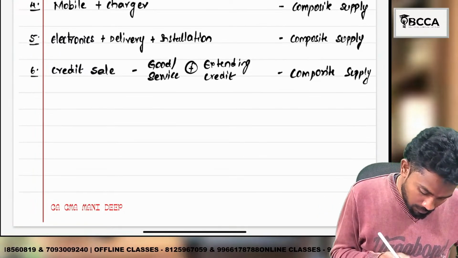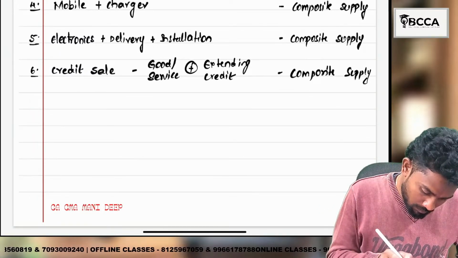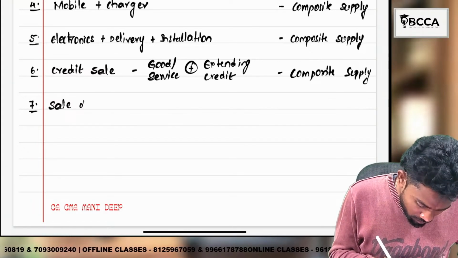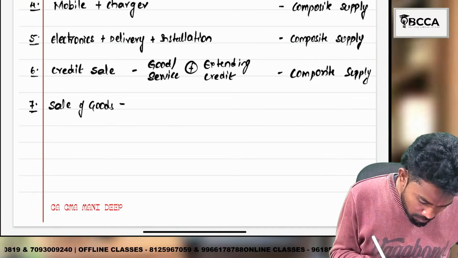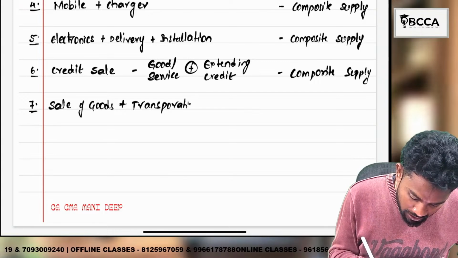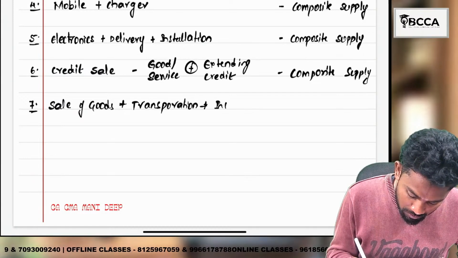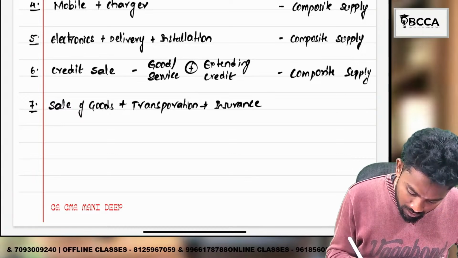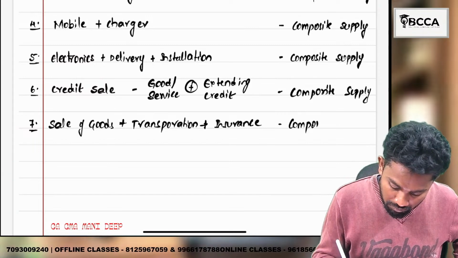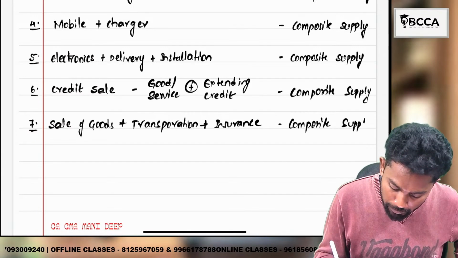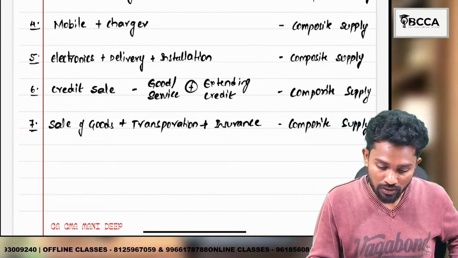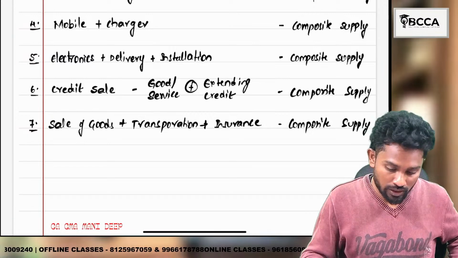Then sale of good plus transportation. For sale of good there is transportation, insurance, all this. Then that is also composite supply, because usually when you buy goods you expect delivery of them. So you expect the supplier may arrange the transportation. So that's why it is also what? Sorry, let me check once again.